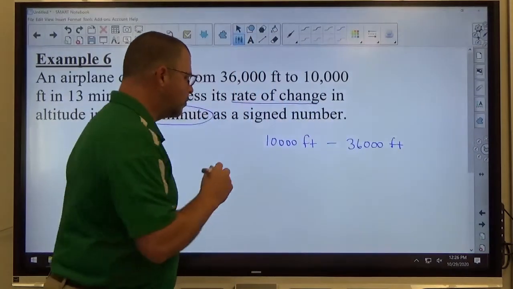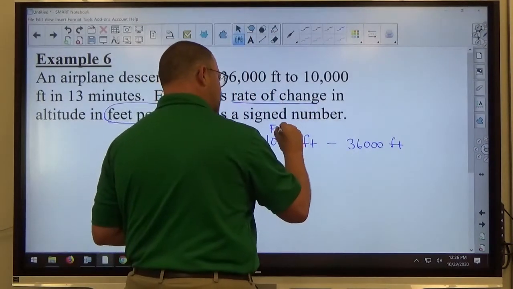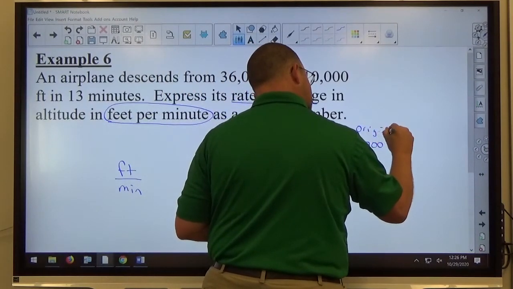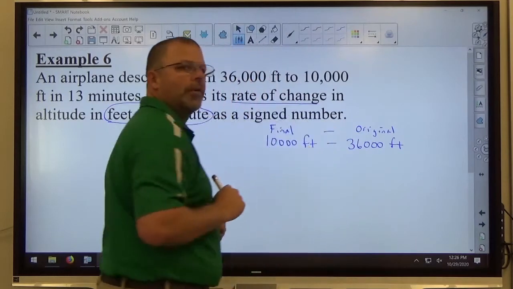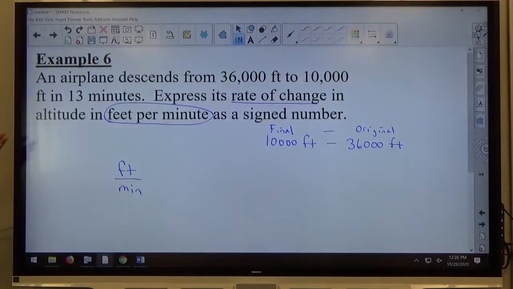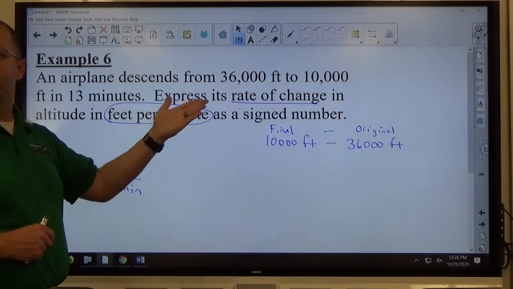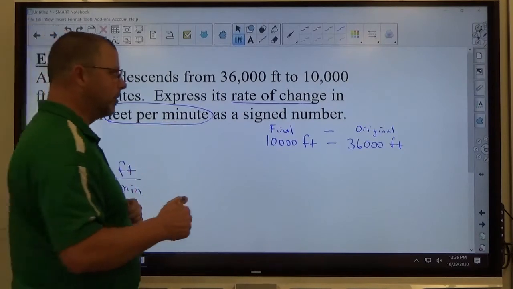Okay. So final minus original. Anytime you want to find out a change in position, you take your final position, subtract your original position. The correct sign will be on your answer based on that. So, in this case, my final is 10,000, my original is 36,000. The signs are different, so I subtract, right?